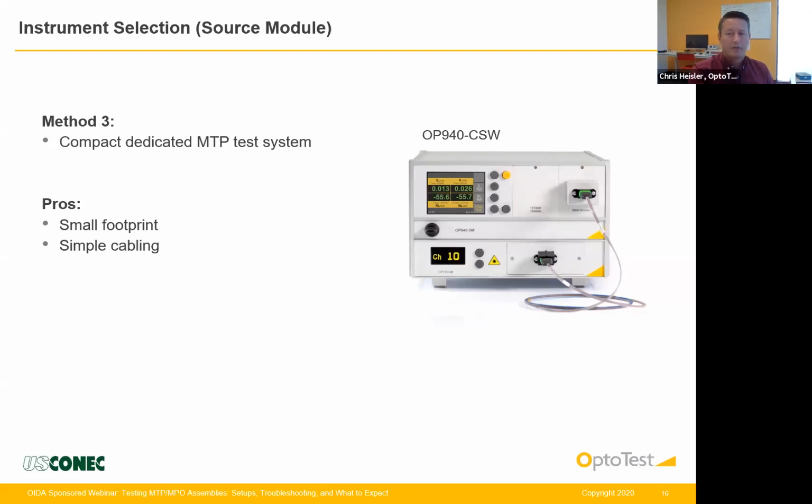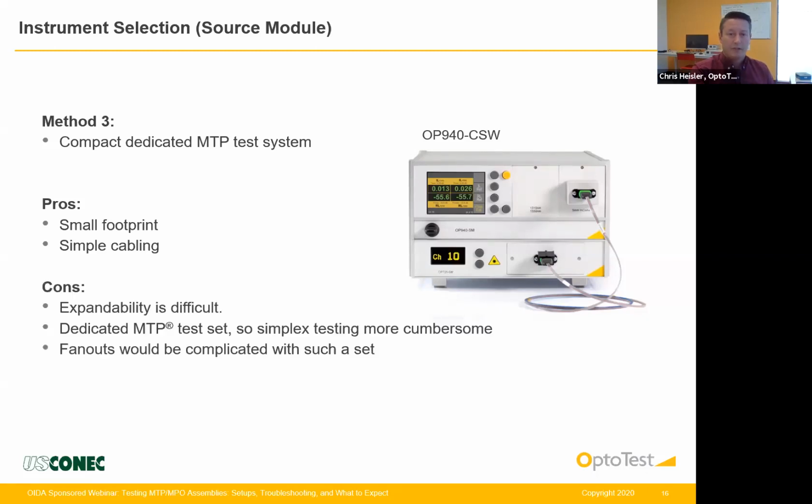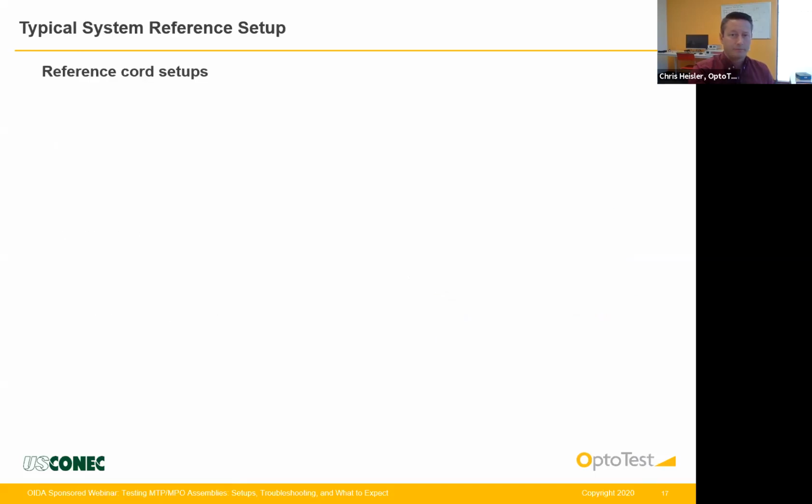Expandability is difficult as the switch can't be cascaded. Since this has an MTP connector on the front panel, testing simplex cords would be difficult, and as such, fan outs would be complicated to test as well.